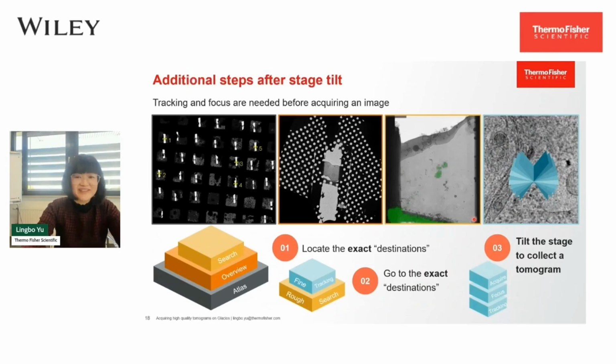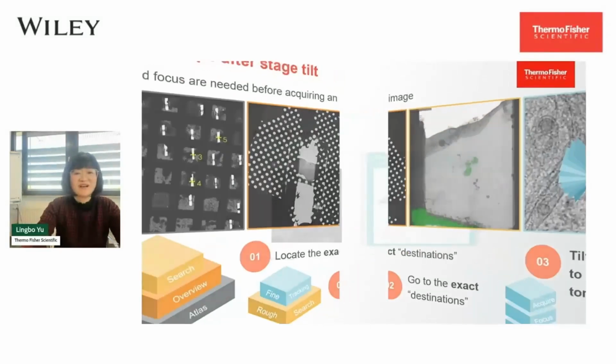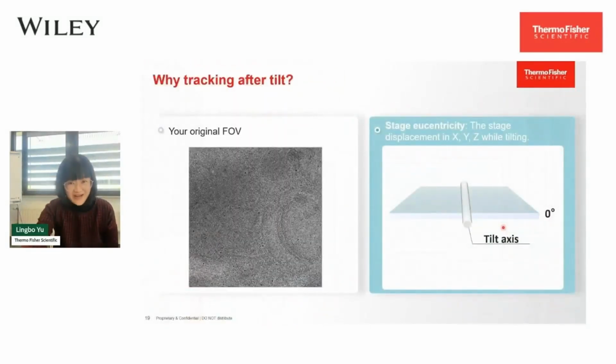Now we have crafted our lens to be able to do the frequent optics switch. We are able to find and go to any exact destinations. We should tilt our stage and collect the tomogram. But after stage tilting, we don't just collect the image. We have to do two more steps. That's tracking and focus. Why do we need to do tracking?